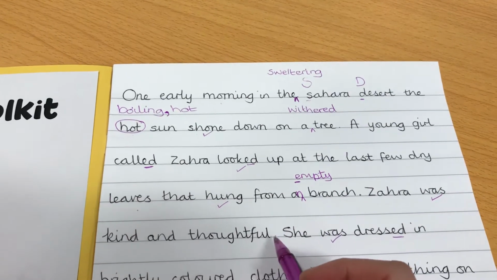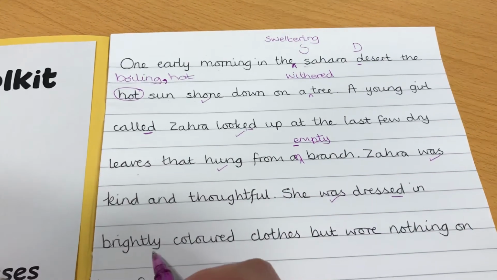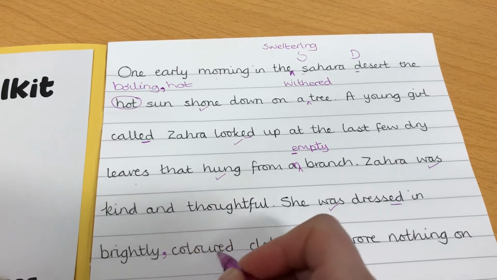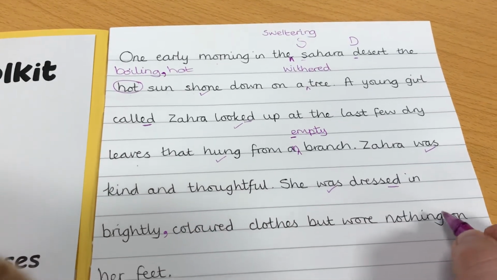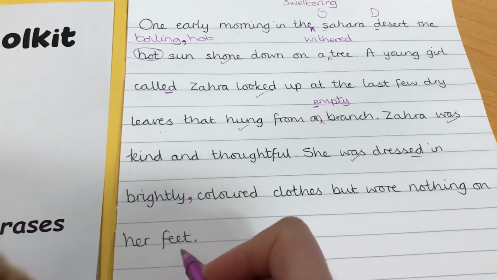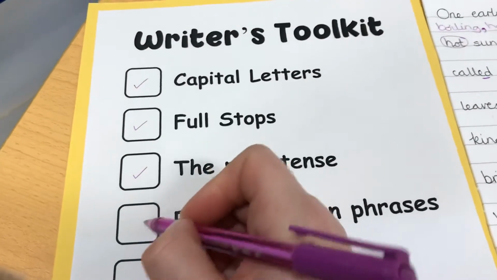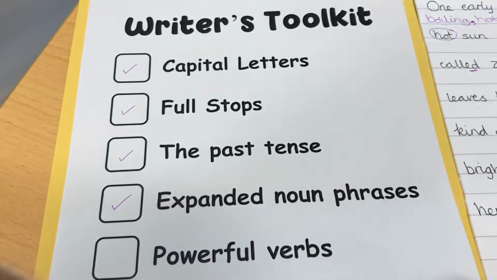Zara was kind and thoughtful. She was dressed in brightly coloured clothes. So I've described them as brightly coloured clothes, but wore nothing on her feet. Fantastic. So I've added in some adjectives there. So I have written some expanded noun phrases.